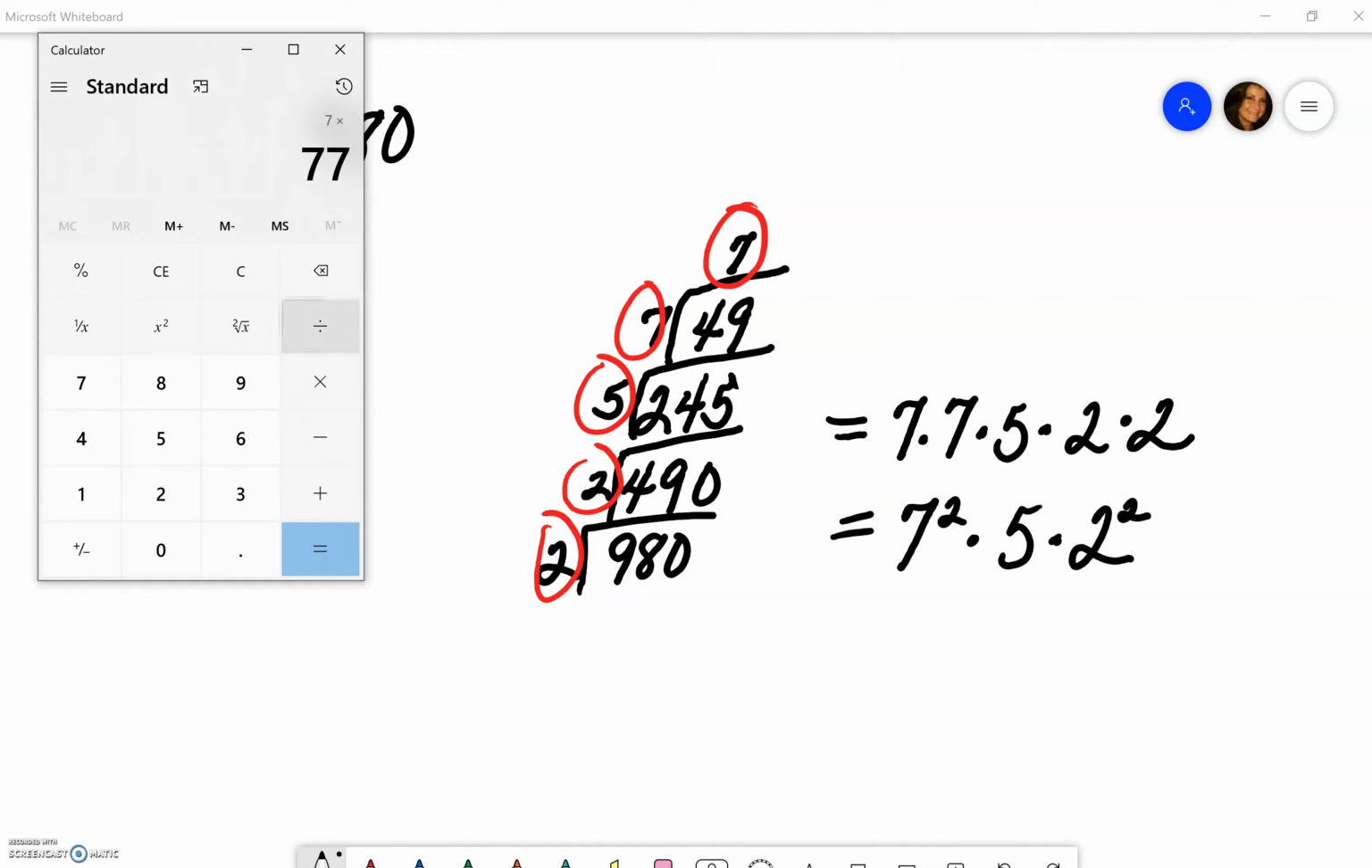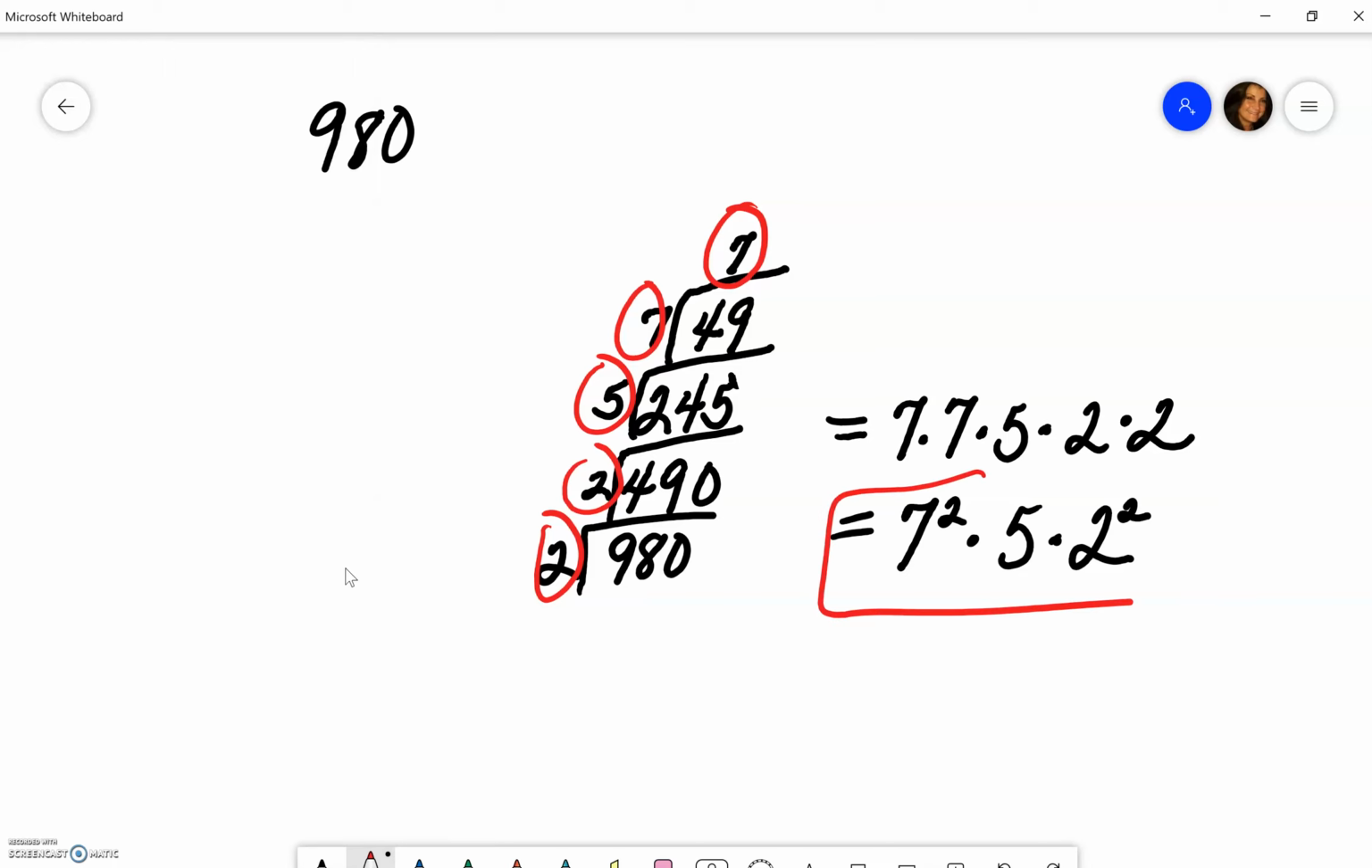Oops, I can't get it. Let me try this way. 7 times 7 times 5 times 2 times 2 equals 980. So there you go. That's one way of checking your answer too, especially when you're on a test.